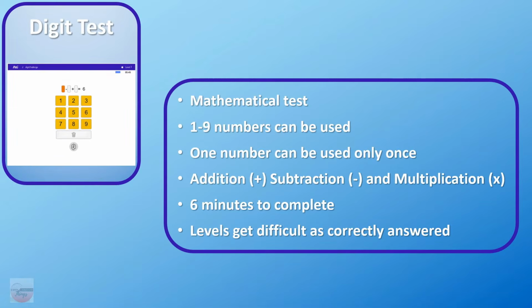Digit test. Digit test is a mathematical test. You will be given the final answer and you need to fill the blank using numbers from 1 to 9. And each number can be used only once. In this test, you will see additions, subtractions, and multiplication. And the test has a timer of 6 minutes. And the goal is to complete as many levels as possible. And the levels get difficult as you correctly answer.